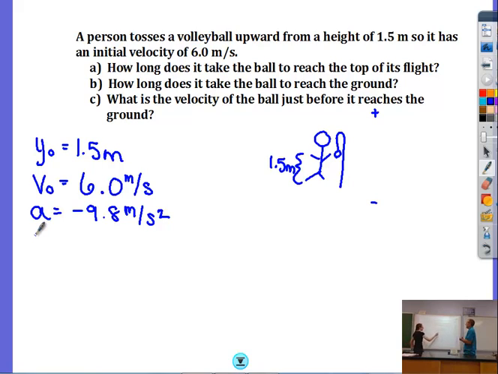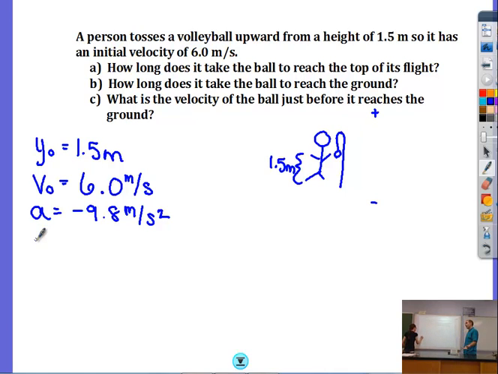Okay, it says how long does it take the ball to reach the top of its flight? And there's something kind of special about the top of a trajectory of a ball's motion, because when you throw something up, it slows down the entire time it's moving up, and then it stops for just an instant, right? And then changes direction and falls back down.